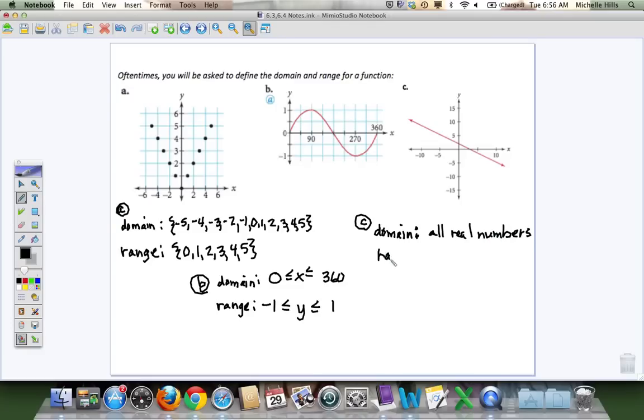The range in this case is also all real numbers because there's some vertical movement up and down on this line that goes on forever. So the range is also all real numbers.